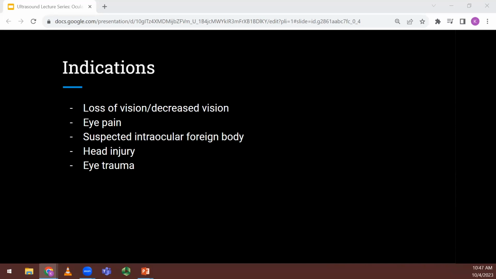The indications of ocular POCUS are loss of vision or decreased vision, anybody with eye pain, anybody in whom you suspect a foreign body, anybody with eye trauma. And something important is that even though I say that fundoscopy is the gold standard to evaluate the posterior chamber of the eye, if somebody has a lot of edema, maybe a hyphema, maybe cataracts, or intravitreal hemorrhage, then you're not going to be able to assess the retina using your fundoscope. So in that case, ultrasound can actually be better than fundoscopy.